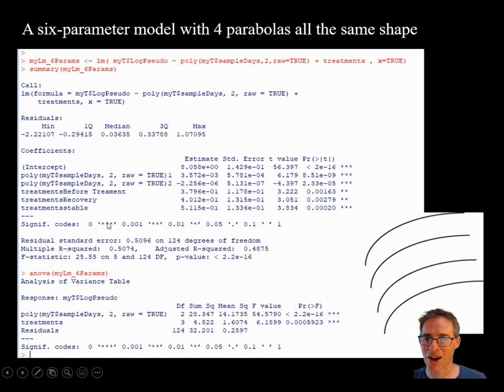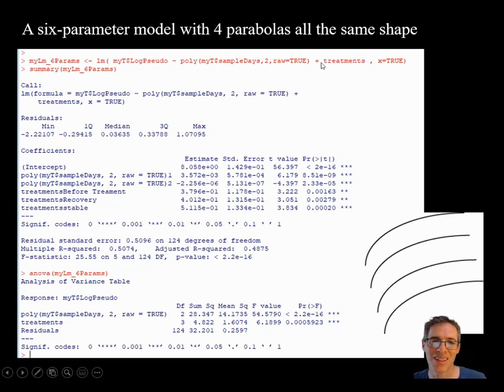And then because there's no interaction term, there are 3 additional variables, which is just whether the intercept of this parabola, where the parabola hits the y-axis, is the same or not. So for each one of our 3 categories, we ask whether the intercept of the parabola is the same relative to the background treatment. And so we can move this parabola up and down just along the y-axis, and we do inference about whether where this parabola hits the y-axis is different for our before treatment, recovery, and stable relative to our treatment background. So that's a 6-parameter model with 4 parabolas all the same shape.